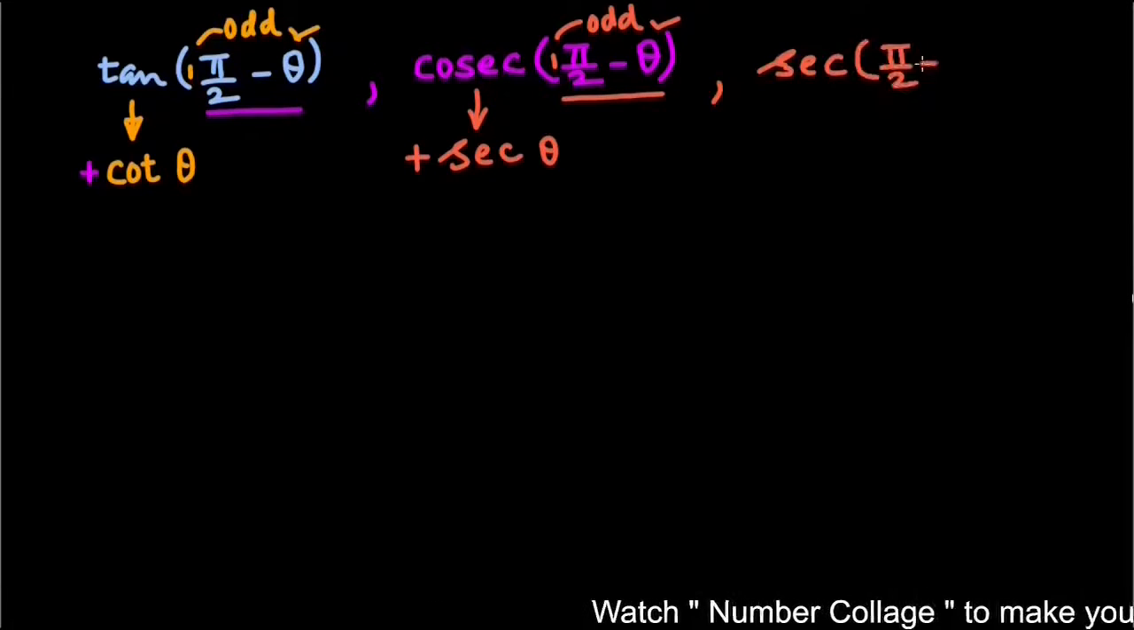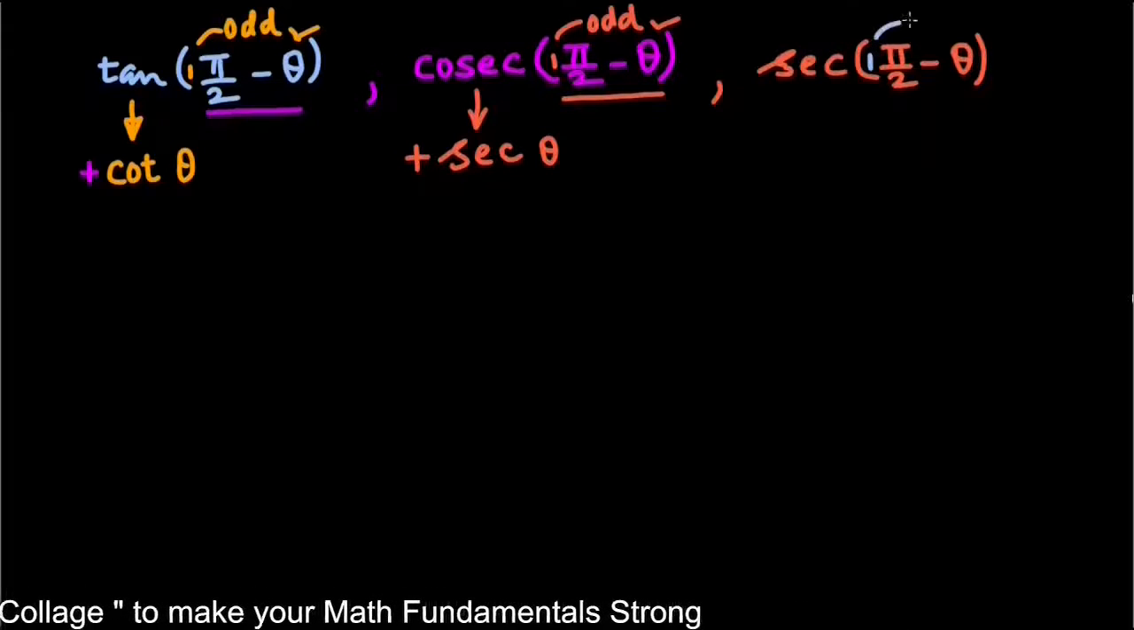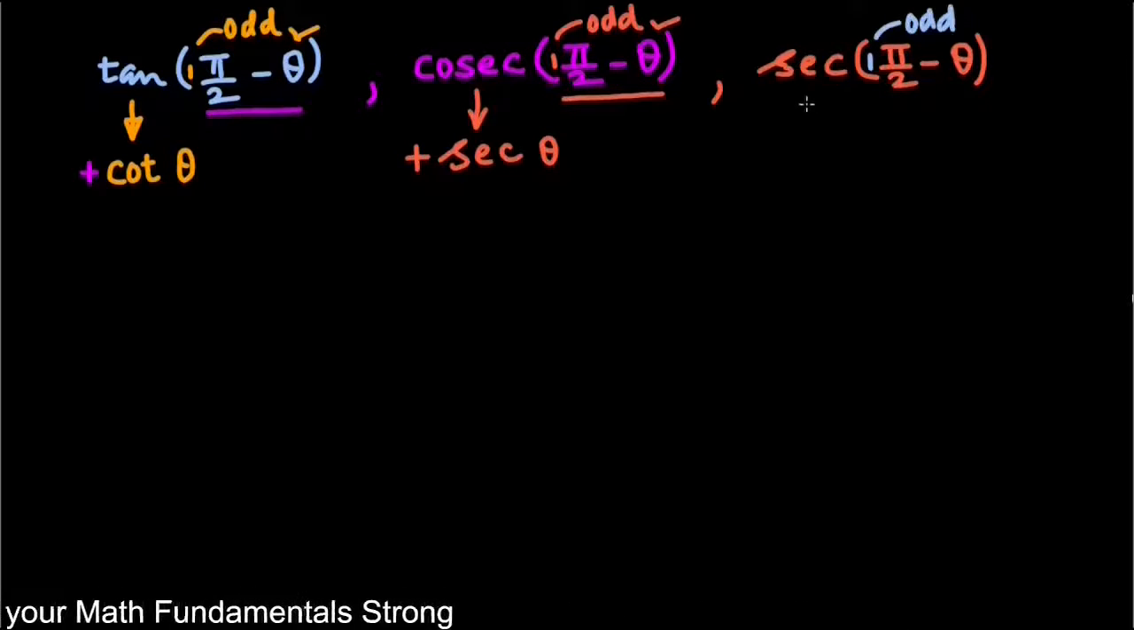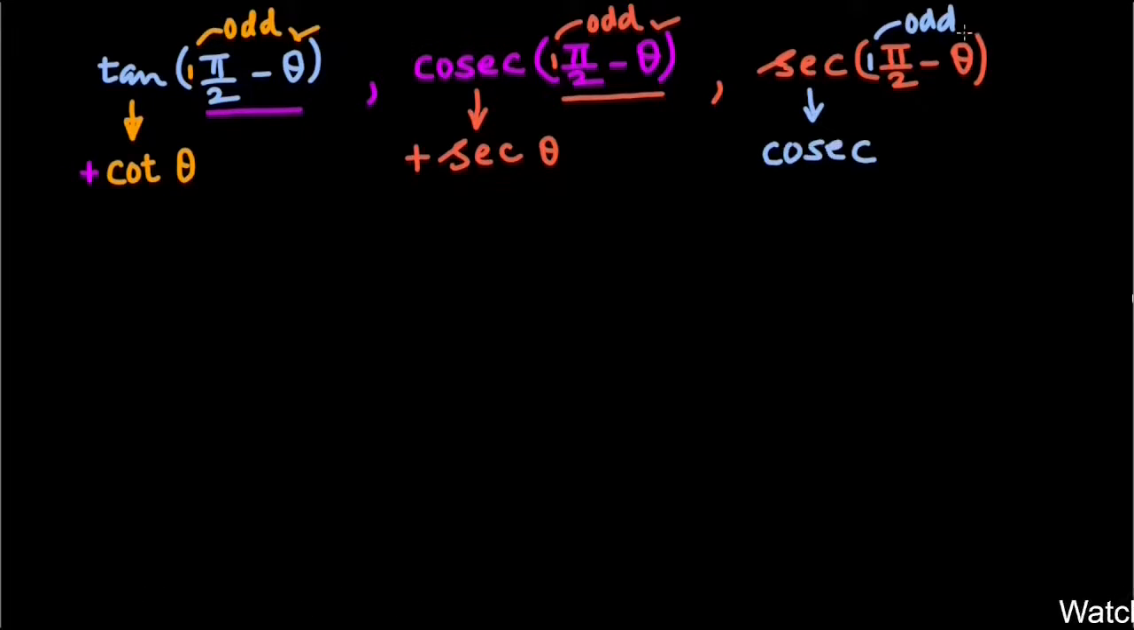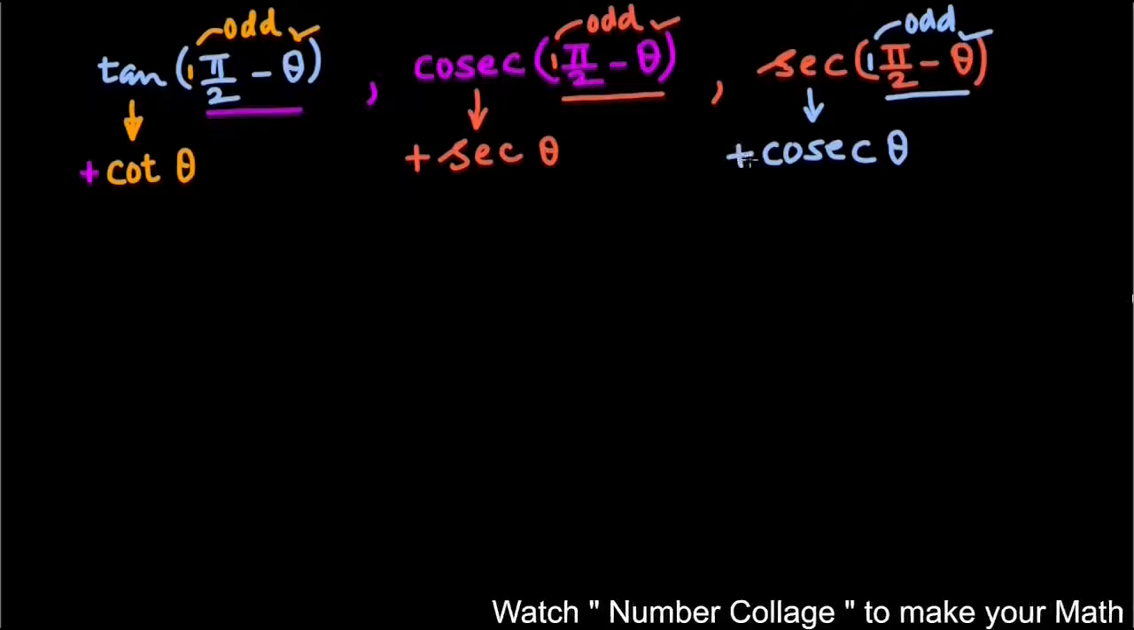Sec of pi by 2 minus theta. Here, the coefficient of pi by 2 is 1, which is an odd integer. So therefore, this sec will change to cosec of theta. And since this angle lies in the first quadrant, this will also be plus.